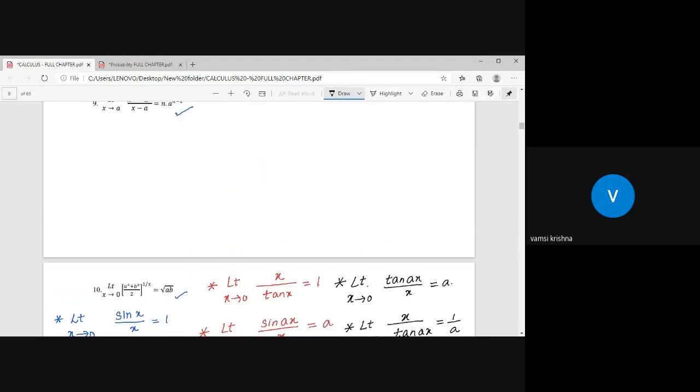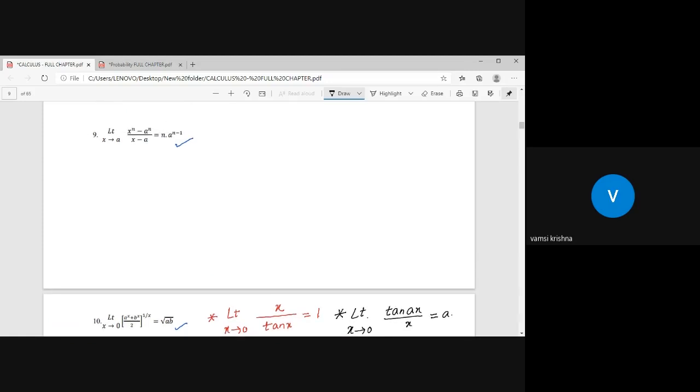And I will write some more formulas here. Limit x tends to a, x power n minus a power n by x minus a is equal to n into a power n minus 1. Some students can remember this formula also. Actually, this is not a new formula. It is derived from this first one only. x power m minus a power m by x power n minus a power n is equal to m by n into a power m minus n.